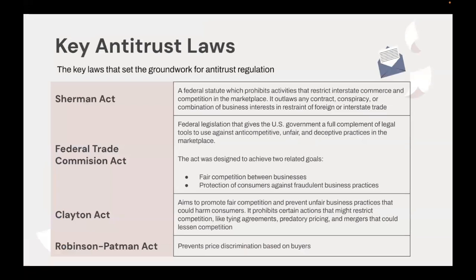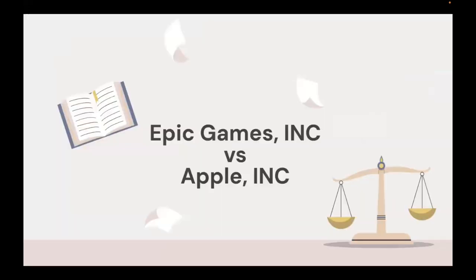There are key laws that set the groundwork for antitrust regulation. There's the Sherman Act, which prohibits activities that restrict interstate commerce and competition in the marketplace. Then there's the Federal Trade Commission Act, which gives the U.S. government the power to protect consumers and unfair competition amongst businesses. And the Clayton Act's goal is to promote fair competition and prevent unfair business practices that could harm consumers. And lastly, there's the Robinson-Patman Act, which prevents price discrimination based on buyers.